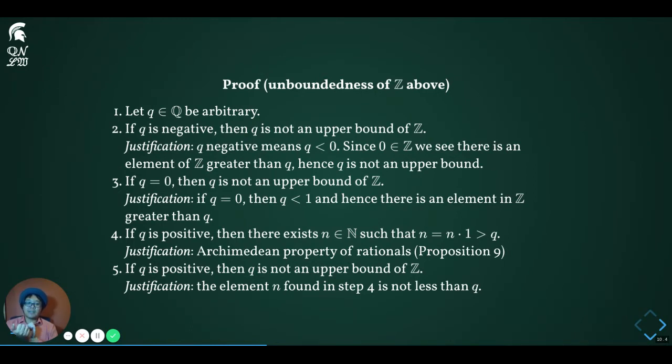When Q is negative, it is less than 0. Since 0 is in Z, we have found an element in Z that is bigger than Q, showing that Q cannot be an upper bound. When Q is 0, it is less than 1, which is in Z. And again, we have found an element in Z that is bigger than Q. Finally, when Q is positive, we will apply the Archimedean property to the pair of positive rational numbers Q and 1. This implies there is a natural number n, such that n times 1, which is equal to n, is more than Q. So again, we have found an element in Z that is bigger than Q.